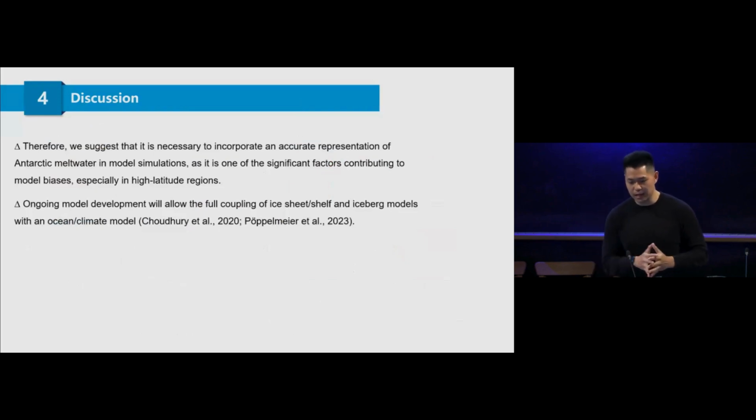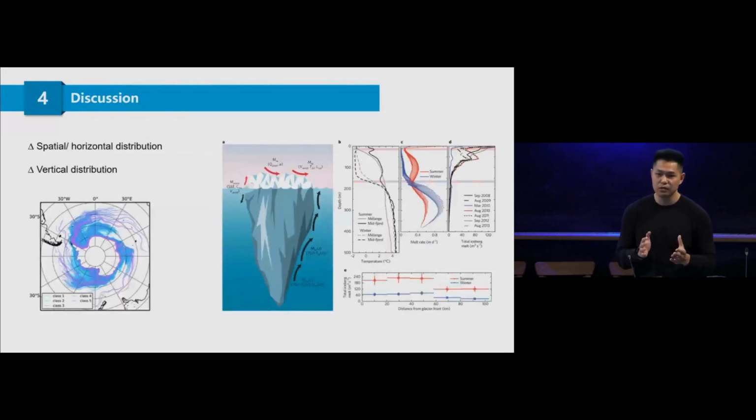Of course, ongoing model development will allow a fully coupled ice sheet and ice shelf component in the ocean or climate model. MOM6 has planned to do it, and as discussed by Andy and Felicity this morning, our ACCESS model has planned to do it, but it takes some time. However, there are still lots of things we can do to minimize the bias induced by the fresh water before this active, dynamic ice shelf and ice sheet component is applied.